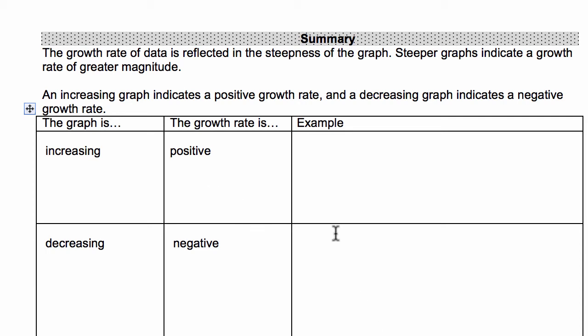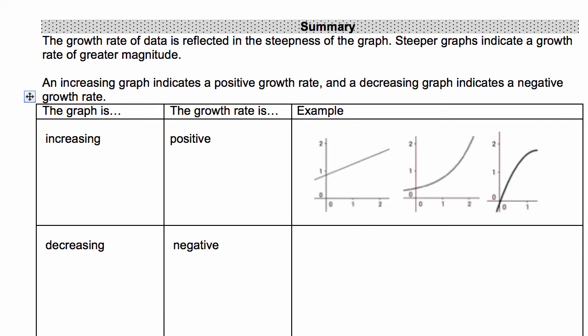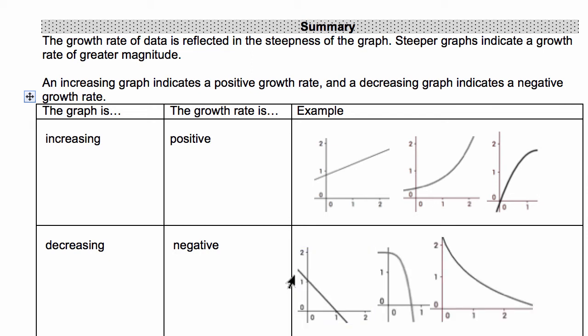Here are some examples of graphs that are increasing and have positive growth rates. Notice on all these graphs, if we trace them with a pencil from left to right, our pencil would go upward. Therefore, the graphs are increasing. Because the graphs are increasing, the growth rates are positive. Now let's consider graphs that are decreasing and therefore have negative growth rates. Notice if we trace these graphs with pencils from left to right, our pencil would move downward.